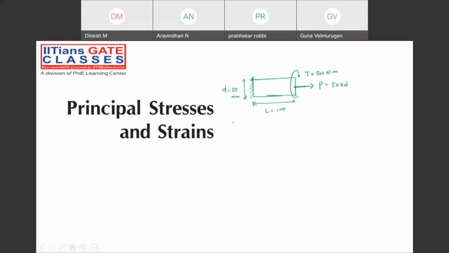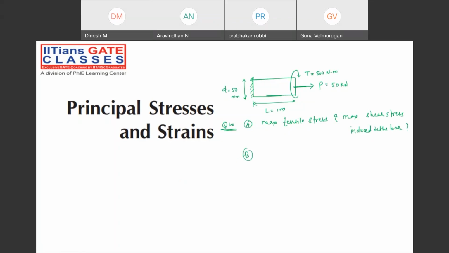They are asking the question, note on the question: maximum tensile stress and maximum shear stress induced in the bar, right?